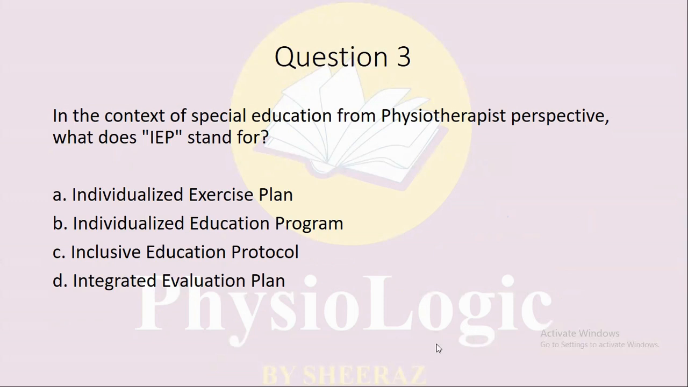Next question is, in the context of special education from the physiotherapist's perspective, what does IEP stand for? Option A, individualized exercise plan. Option B, individualized education program. Option C, inclusive education protocol. And option D, integrative evaluation plan. And the correct option is option A, individualized exercise plan.